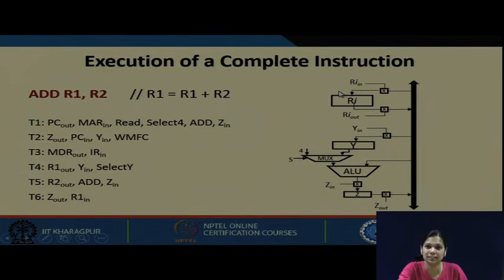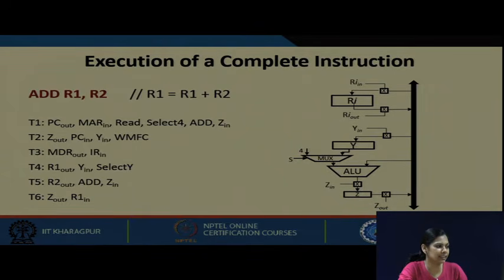Now PC contains the incremented value, that is PC plus 4 done through the ALU. We are also doing Y in. Why are we doing Y in? We will see it for the case of a branch instruction, where it is required. And as we have done a read operation here, in the next step we need to wait for memory function complete. For this particular signal, we need to wait for the memory to respond.